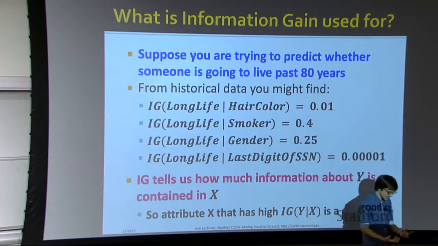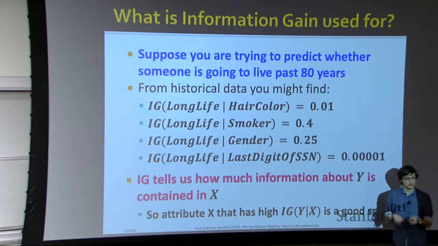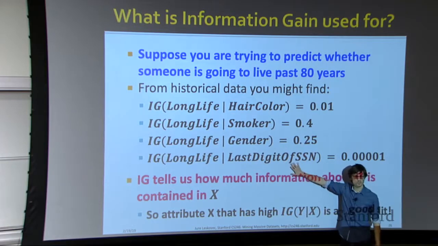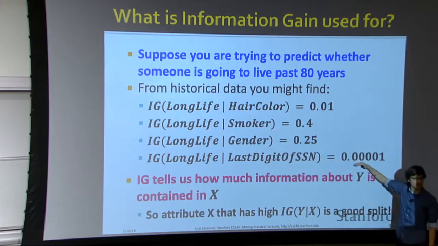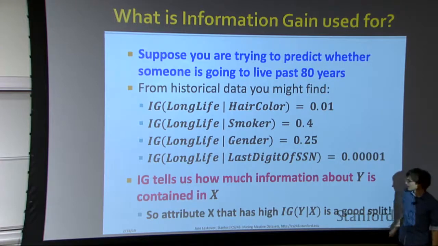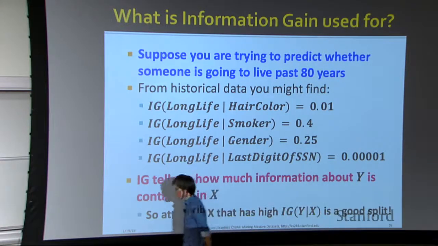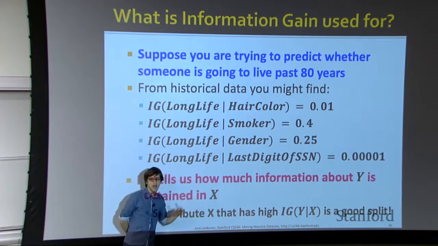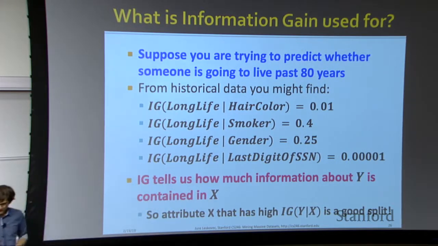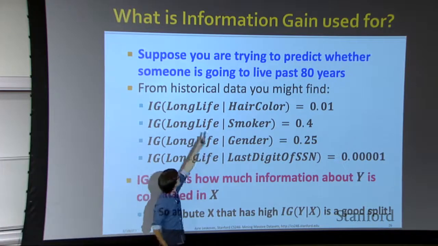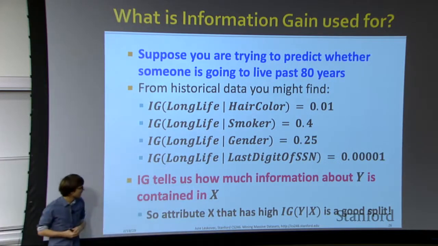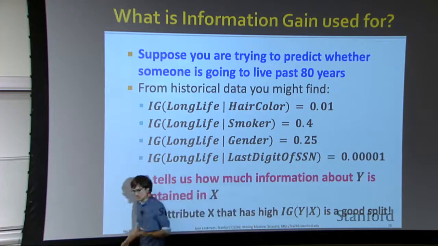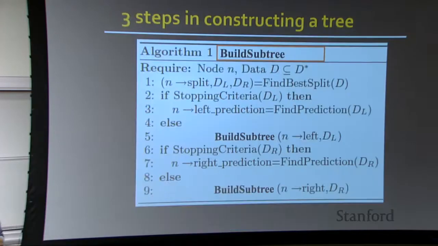So if I know somebody's a woman, I know something that tells me something about whether they are going to live longer. And if I know the last 4 digits of your social security number, that should essentially tell me zero because those are random, right? So what information gain tells us is how much information about y is contained in x. In some sense, I ask, what feature is the most informative to tell me about the outcome y? So an attribute that has higher information gain is a good split. That's a long story short, okay?